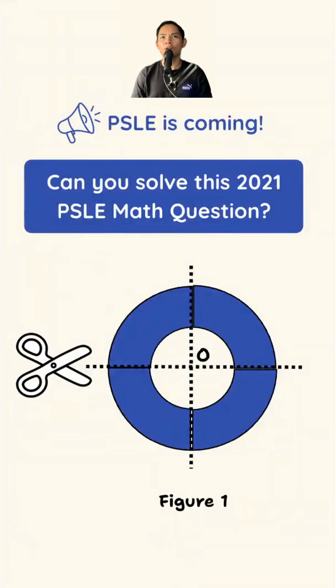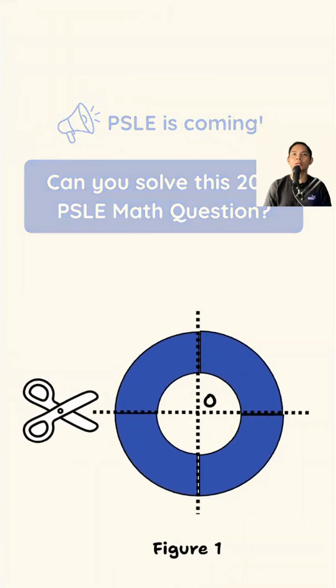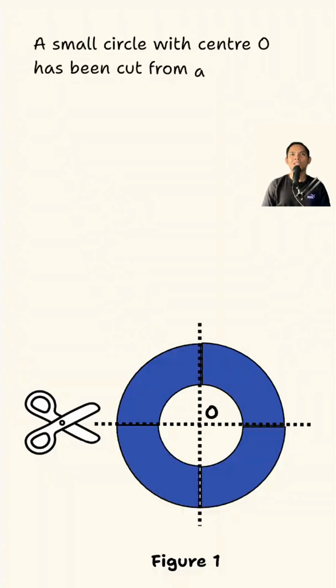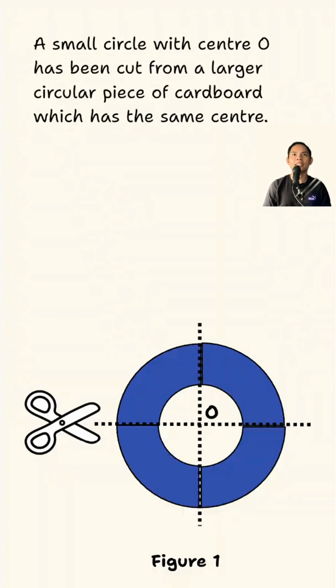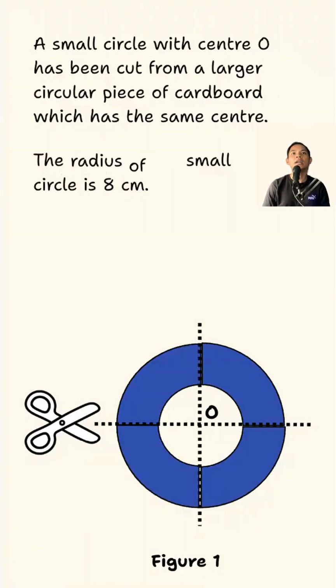PSLE is coming. Can you solve this 2021 PSLE math question? And the question goes, a small circle with center O has been cut from a larger circular piece of cardboard which has the same center. The radius of the small circle is 8 centimeters.